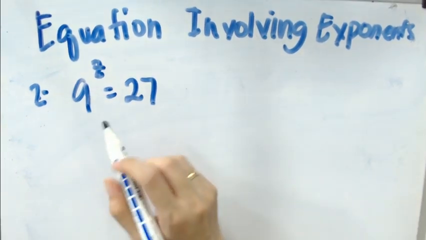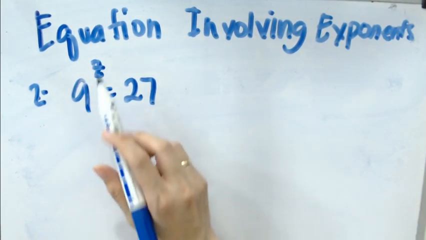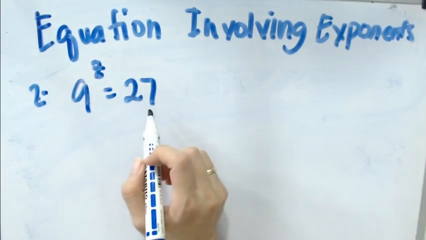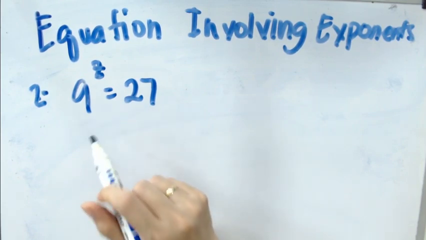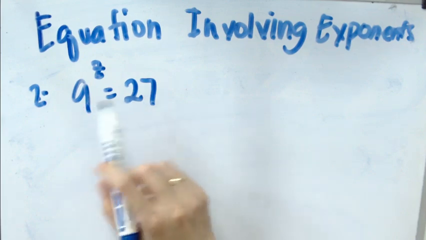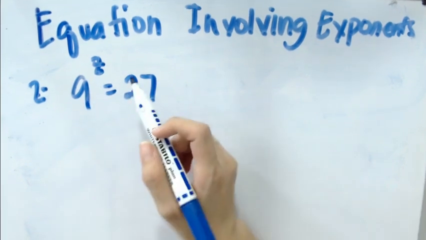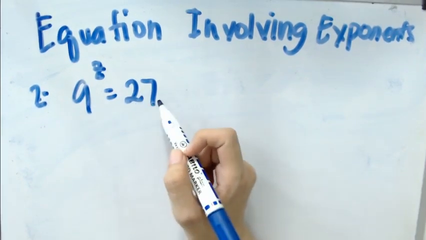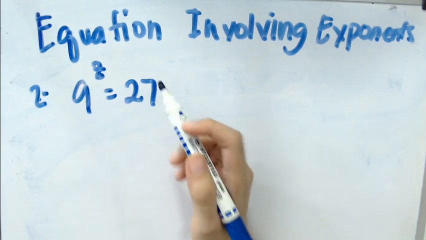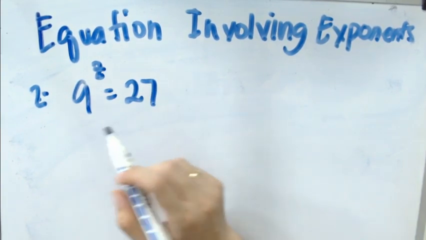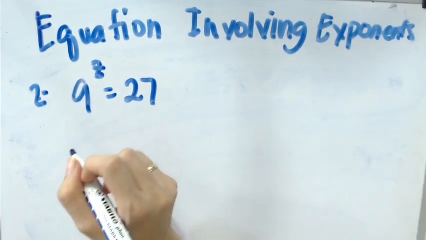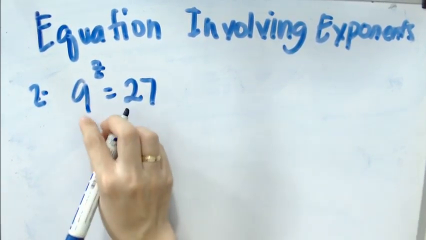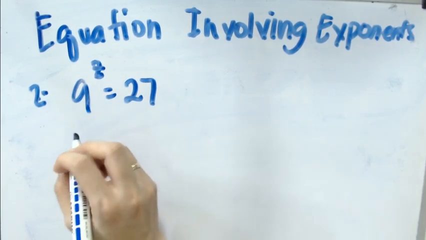On our second example, we have here 9 raised to z is equal to 27. Again, dealing with an equation, we need to first make the bases the same. So if we are going to make 27 into 9, we cannot have 9 as the base. So we look for another way of doing this. We look for a common factor. The common factor of 9 and 27 is 3.